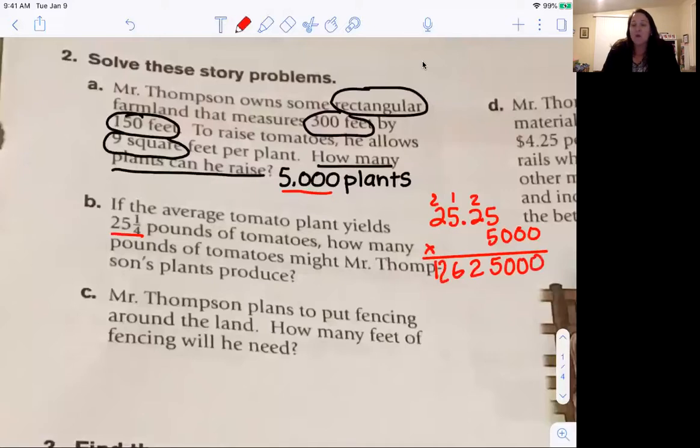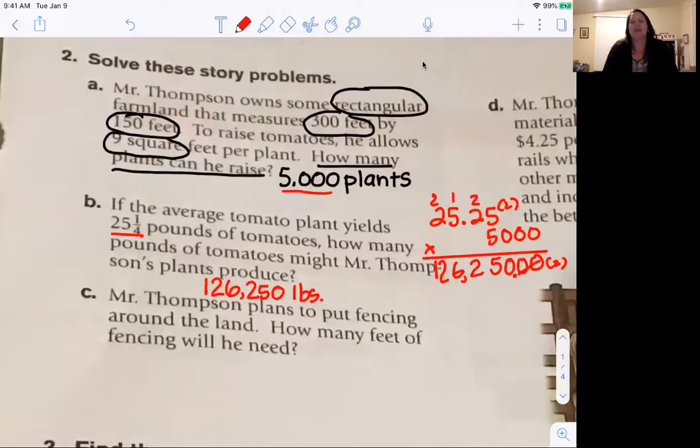Now, we have 2 decimal places. So we should get, I can take those off. 1, 2, 3, there your comma shall be 126,250 pounds of tomatoes. That's amazing. I hope he's selling them. That is totally amazing. Can you believe it? Wow. Okay, we're continuing on with Mr. Thompson.